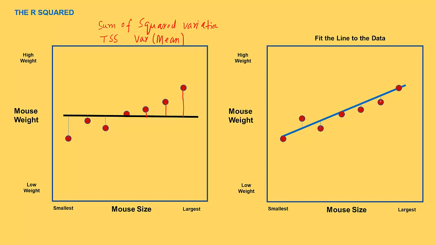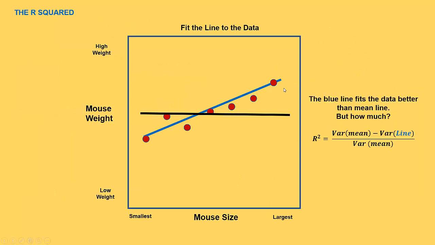And in a similar way we will find the variation of this model as well. These vertical distances are called variation. Then we square these variations and then we add all those squared variations. So this is the sum of all the squared variation of the blue line, let me call it the variation of the line, this blue line. So once we have calculated the sum of squared variation of the mean model, which is this one, and the sum of squares of this blue line, which is this one, then we plug in these values in our R square formula, which is over here.